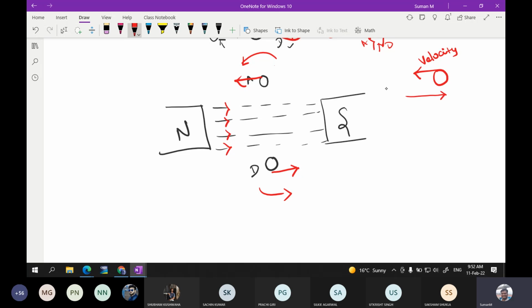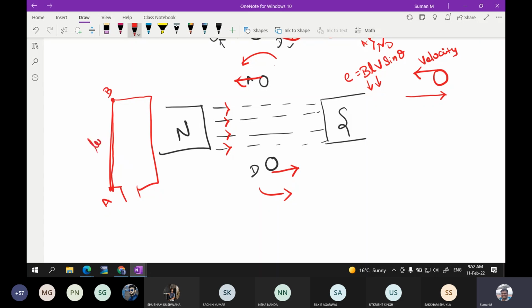We will be seeing the expression later. For the time being, just consider BLV sin theta. The EMF induced in the conductor is given by BLV sin theta. B is the magnetic field, L is the length of the conductor. Length in the sense, we are having this conductor like this, right? Between A and B there is a distance, so you can consider it as a conductor. So this is the length of the conductor.